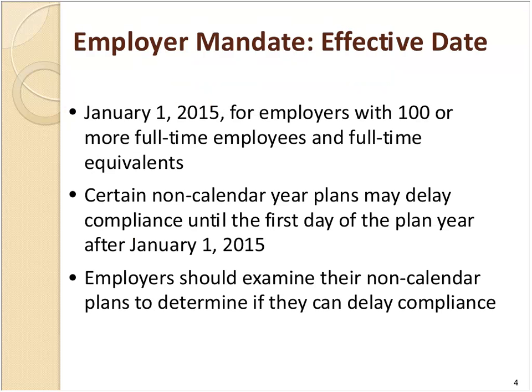The effective date generally was January 1st, 2015, and originally that was going to apply to everybody with 50 or more full-time employees and full-time equivalents. However, the administration gave those between 50 and 100 an extra year to get ready. So January 1st, 2016 will be the effective date for employers who are between the 50 and 100 individual threshold. Again, both the 50 and the 100 employee threshold are full-time employees plus full-time equivalents.